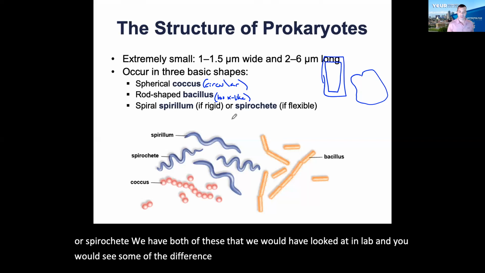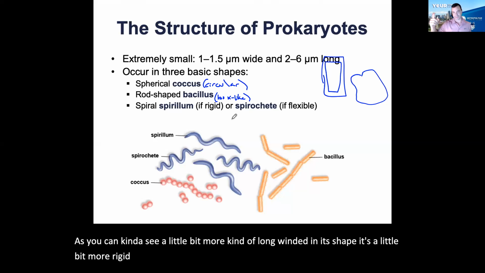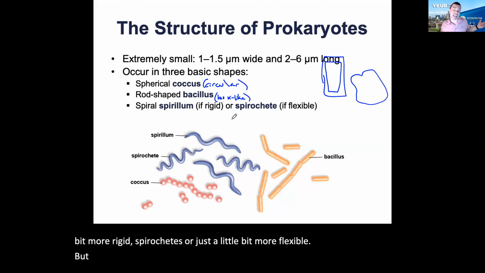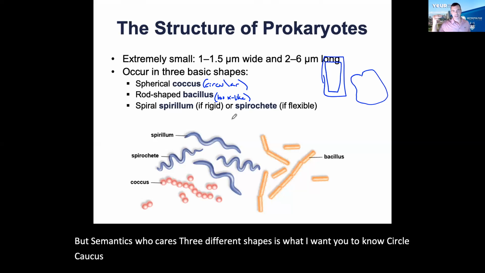A spirillum, as you can see, is a little bit more long-winded in its shape. It's a little bit more rigid. Spirochetes are just a little bit more flexible, but semantics, who cares? Three different shapes is what I want you to know. Circle, coccus; square, bacillus; squiggly line, spirillum. Those are your three major structures here.